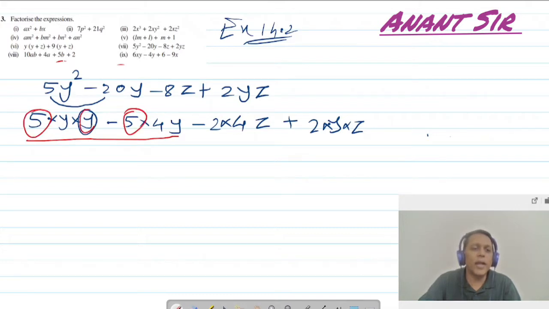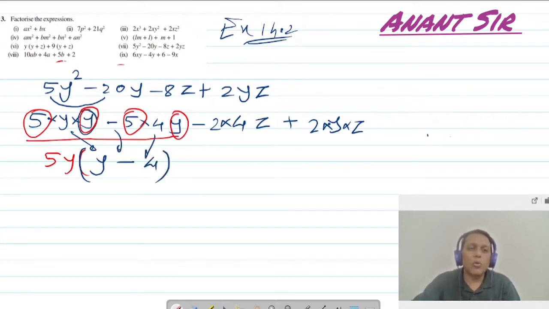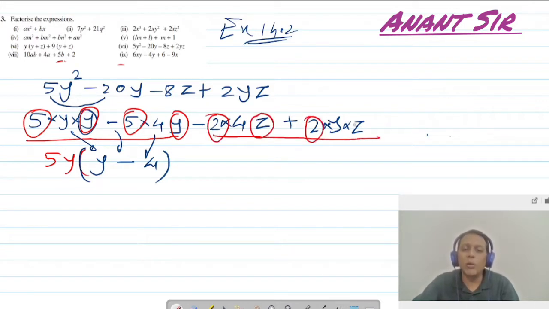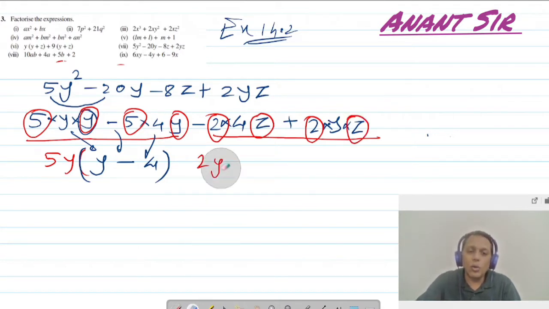It is 5 and y. So when I take 5y common, what remains inside the bracket is y minus 4. Okay. Now what to do of the last two terms? What can I take common here? I can see 2 there in both the terms and z also. So again a common mistake I am telling you, 2z. We are taking 2z common.